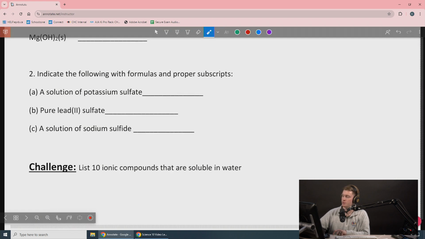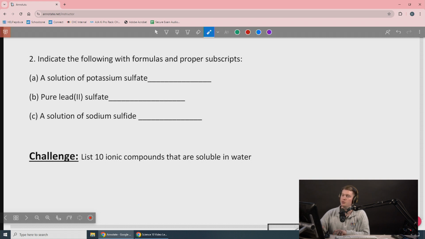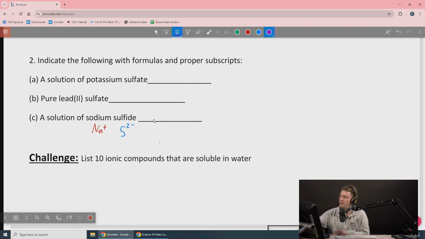I just want to zoom in on 2C. Sometimes you will end up with a compound where the anion is actually not on the solubility table. Most of the time it is. But if you're looking at a solution of sodium sulfide, sodium is Na+, sulfide refers to the element sulfur as an ion, or S2-. The formula for sodium sulfide is going to be Na2S.